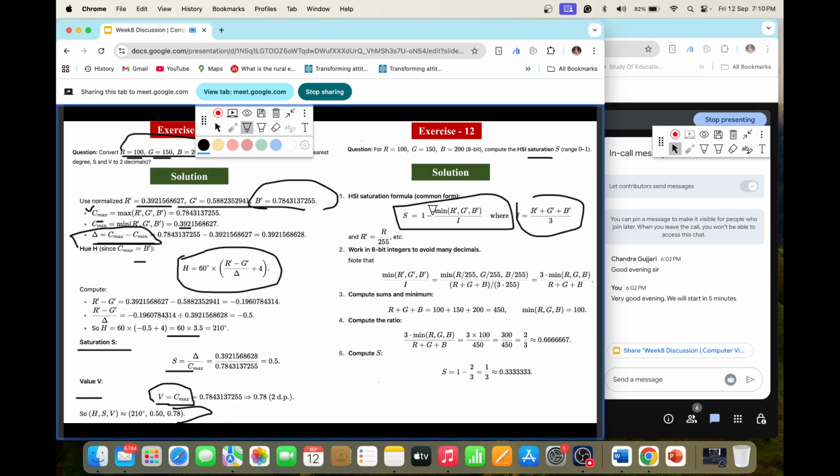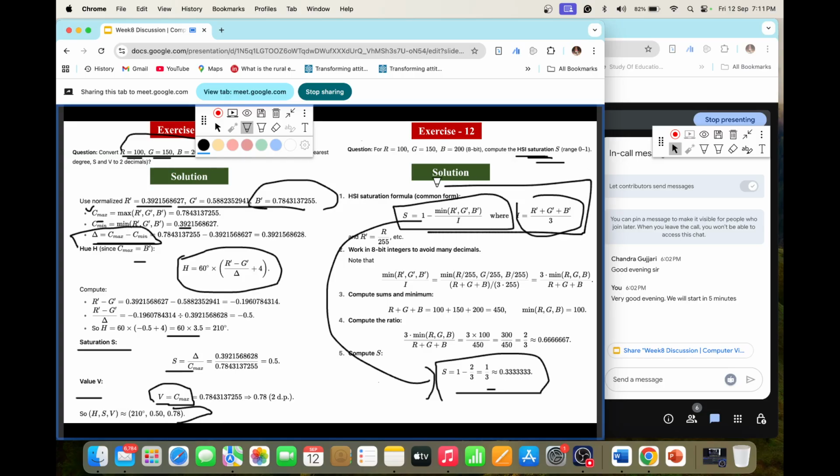Once you have these, you just put them in this formula and you will get the answer. The answer is coming S equals 1 by 3, that is your saturation value in this HSI saturation. This is again asked, so just remember this formula. This formula is important.